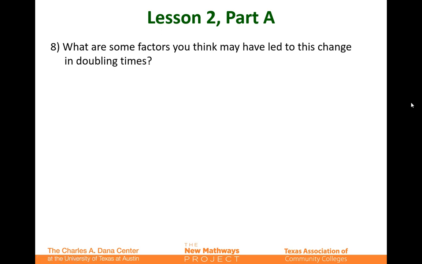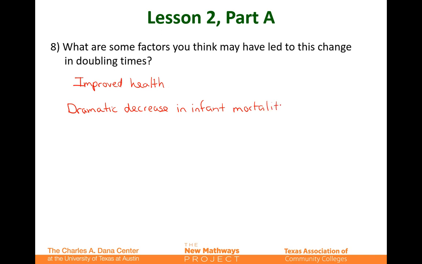What are some factors you think may have led to this change? Why are there so many more people? Really, it's about improved health. And it's improved health at both ends of this spectrum. One is we've had a dramatic decrease in infant mortality. At one time, if we go back even just a couple hundred years, at least 1 out of 5 children died before their 5th birthday.